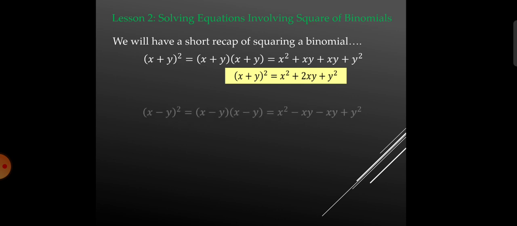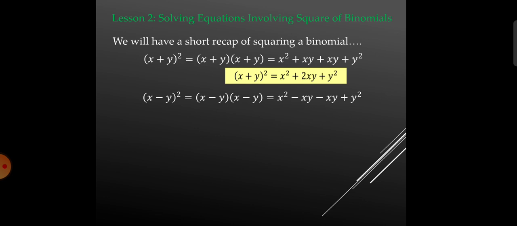That is the pattern. How about the difference? The square of the difference of a binomial: x minus y, squared, equals x times x, x squared. X times negative y, negative xy. Negative y times x, negative xy again. Negative y times negative y, positive y squared. Then the two negative xy terms combine, so we get x squared minus 1xy minus 1xy plus y squared. Two negative 1xy terms become negative 2xy.